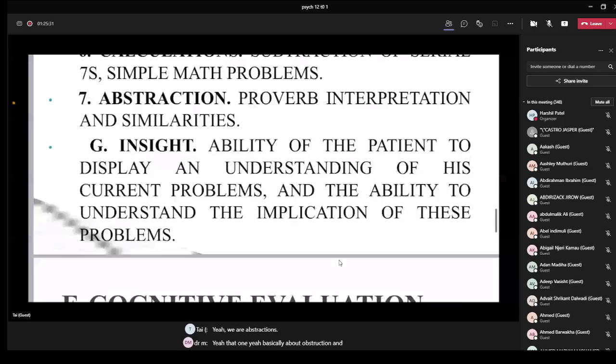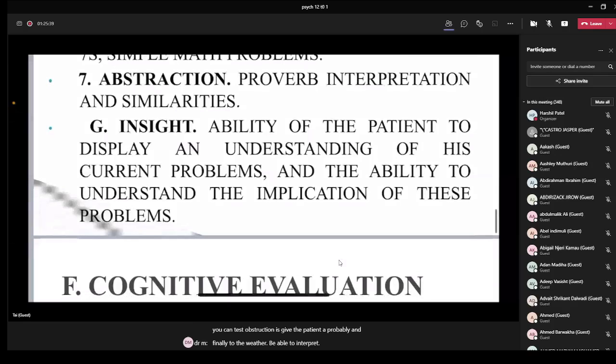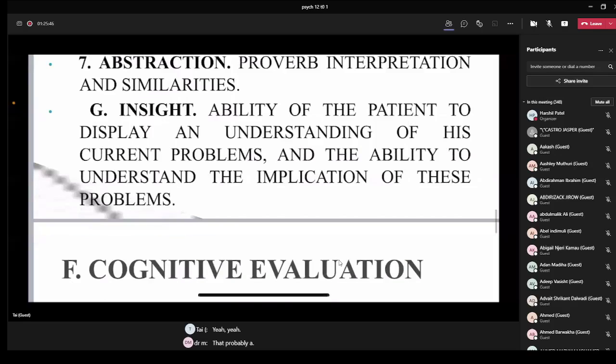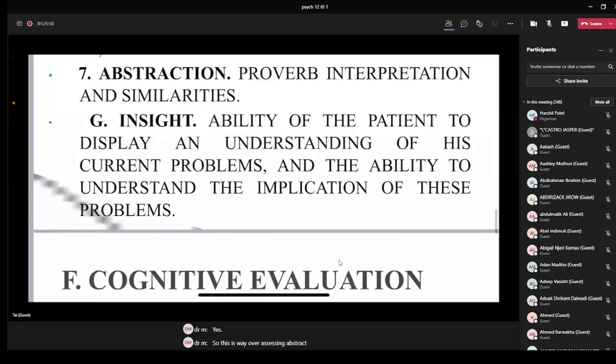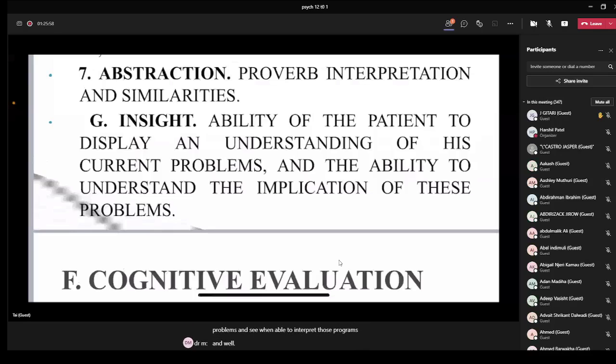Yeah. And the way you can test abstraction is to give the patient a proverb and find out whether they're able to interpret that proverb. So the easiest way of assessing abstraction is by giving proverbs and seeing whether they're able to interpret those proverbs well. Haraka haraka haina baraka. Find out whether they understand what that means.